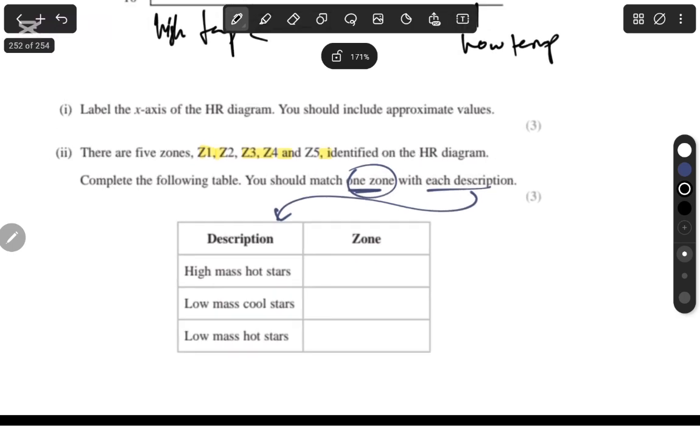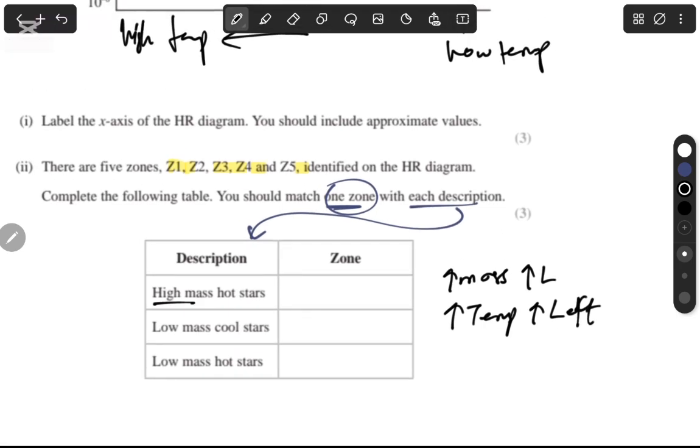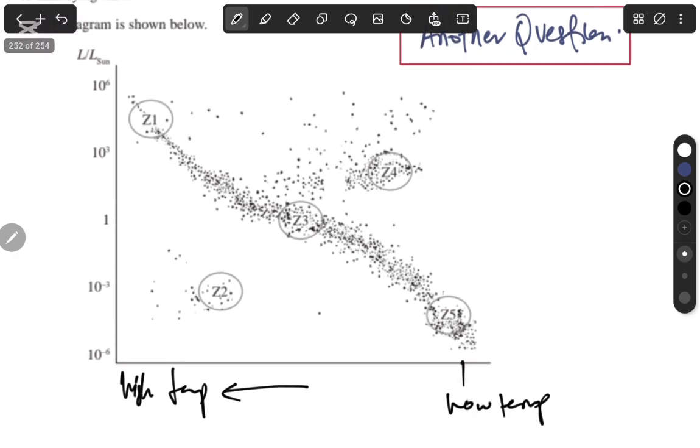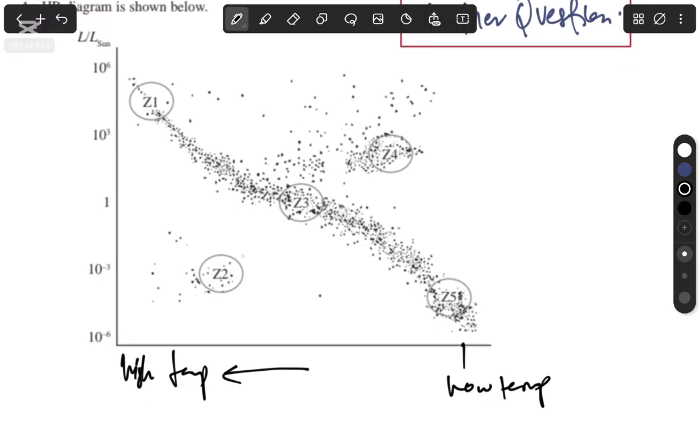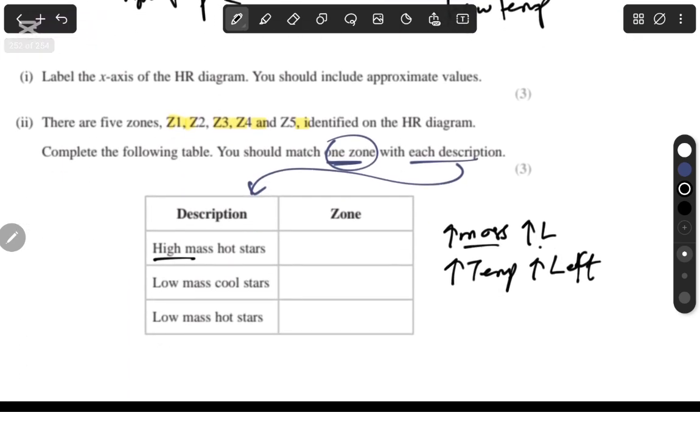That is that if you have high mass, you will definitely have more luminosity, and if you have high temperature, you will be more to the left side of the graph. Based on this, let's try to get these answers. So high mass means something has to have really high luminosity, and it cannot have low luminosity, so it's not Z2 or Z5 here. So high mass means high luminosity.